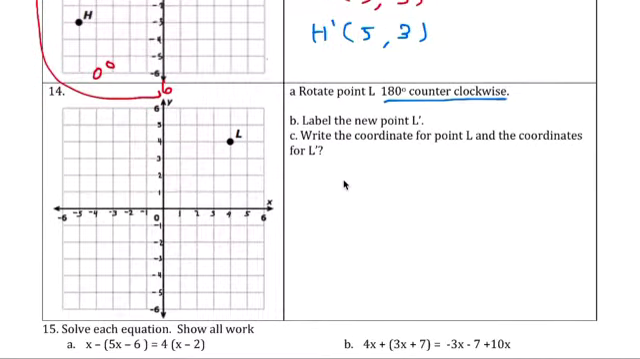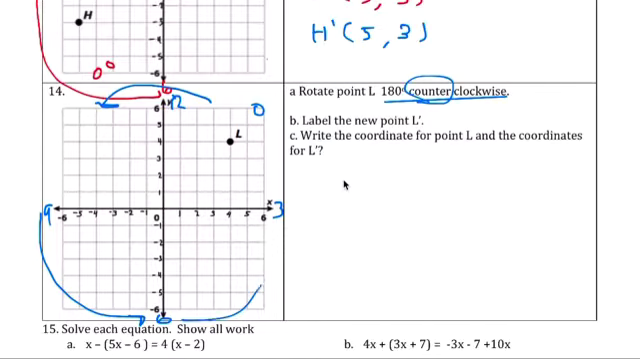180 degrees counterclockwise. Counter is the opposite of a clock. So you get 12 o'clock, 3 o'clock, 6 o'clock, 9 o'clock. So this is 0 degrees where the L is. Counter is going from here to 9 o'clock, from 9 o'clock to 6 o'clock, 6 o'clock to 3 o'clock. The numbers are going down. So this one is 0 degrees. Therefore, this is 90 degrees, 180 degrees. So our answer will be at 180 degrees in this quadrant right here. The dot would be there.